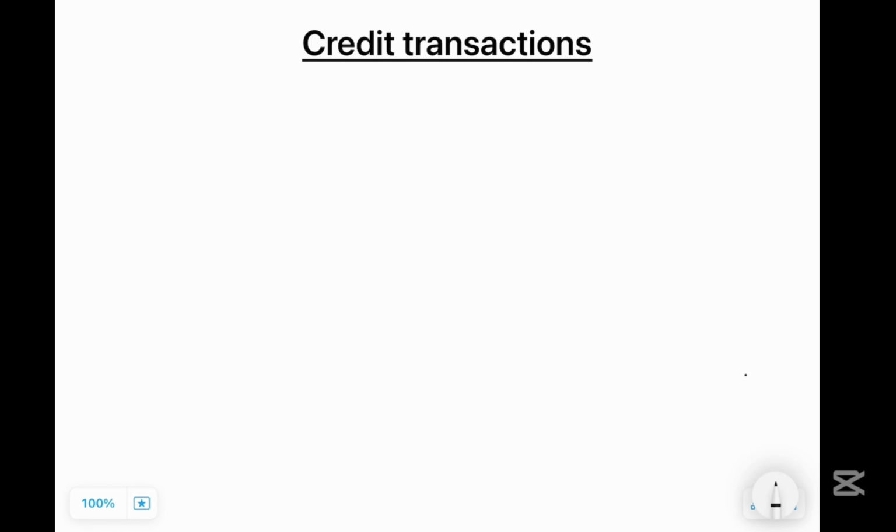So, in today's lesson, we are going to talk about credit transactions. When we talk about credit transactions, there's a few terms that I would like for you to understand so that when they come up in activities, you know exactly what they mean. The first term is credit. What is credit? Credit is when you are allowed to buy now and pay later.